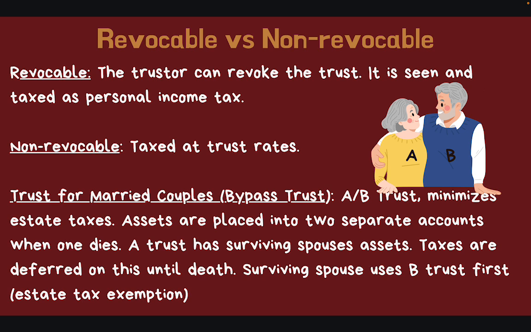Revocable means you can revoke it, right? You can change your mind about the money you're putting in. So you can put money into it, but then you can revoke. You can take that money back. So with revocable, the trustor can revoke the trust.